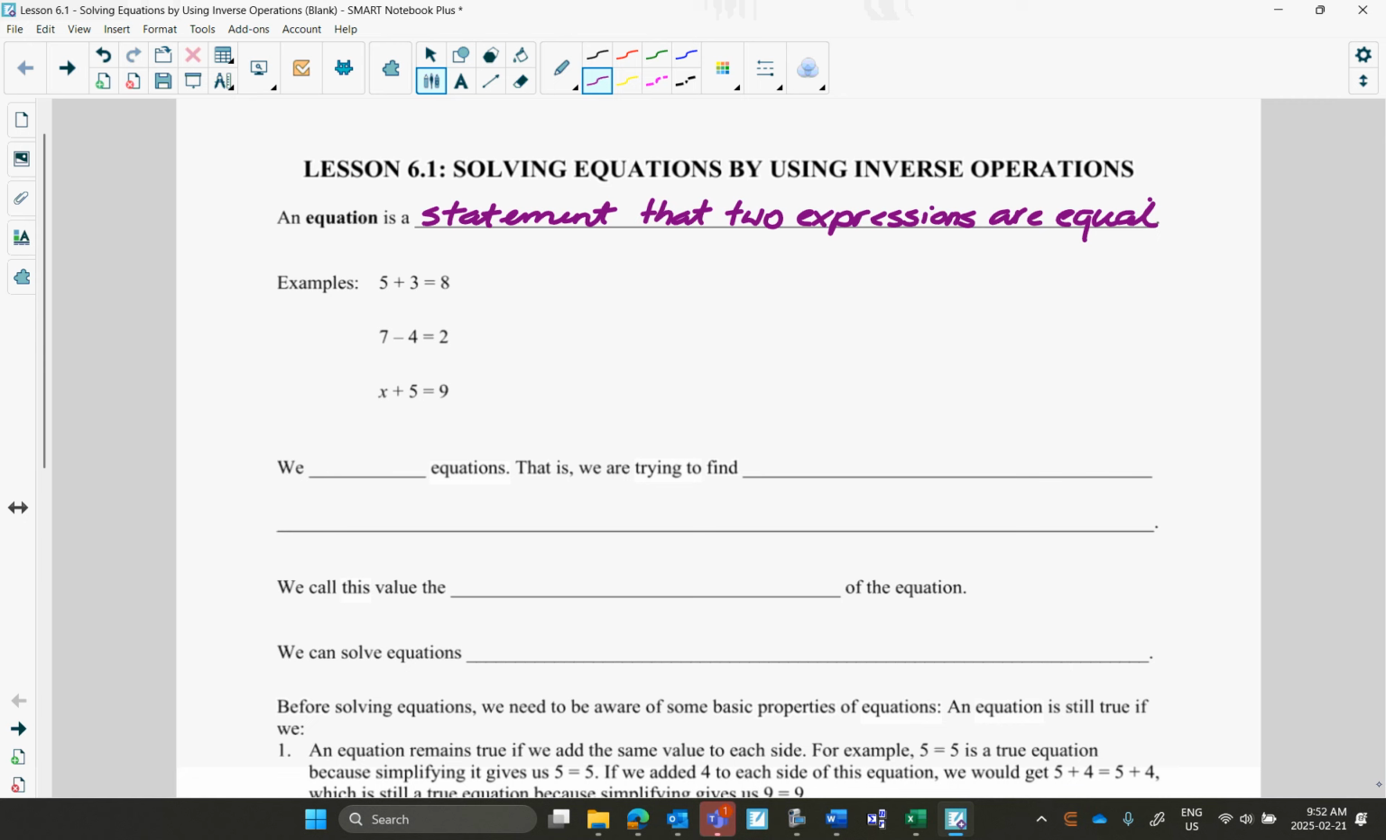Is the first one true? Yes. Why? Because 5 plus 3 is obviously equal to 8. So that's a true equation. What about the second one? It's false. 7 minus 4 does not equal 2. What about the third one?